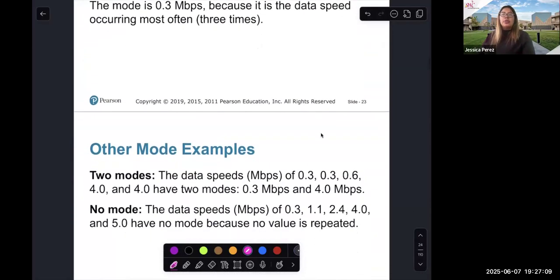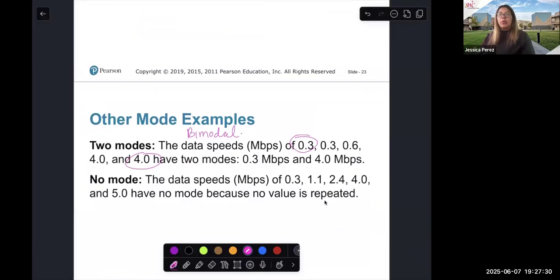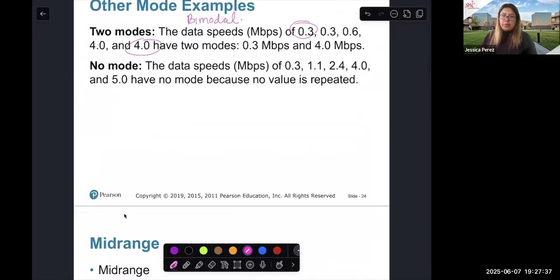We can have two modes, which is 0.3, 0.3, 0.6, 0.4, and 0.4. Now, 0.3 and 0.4 show the same amount of times. So there are two modes, or bimodal. This is a bimodal example, right? 0.3 and 0.4. You can have no modes where none of the values are repeated: 0.3, 1.1, 2.4, 4.0, and 5. None of them repeat. That means you do not have any modes.